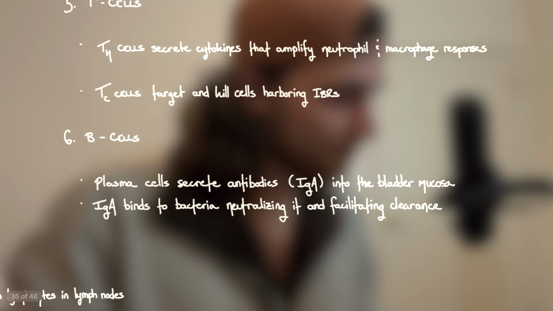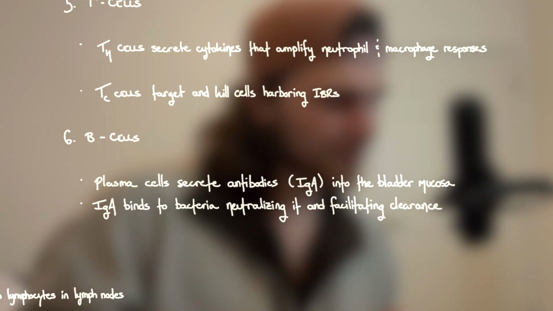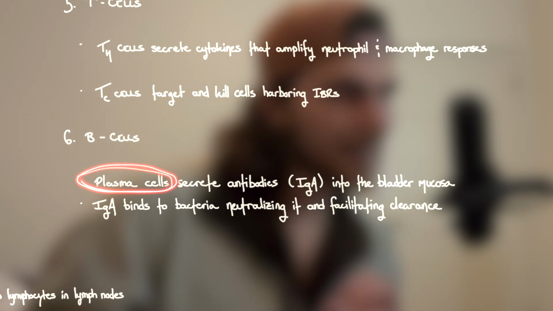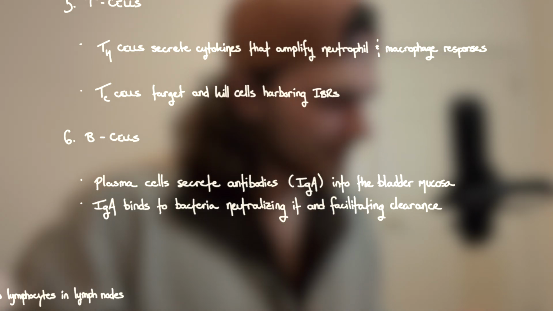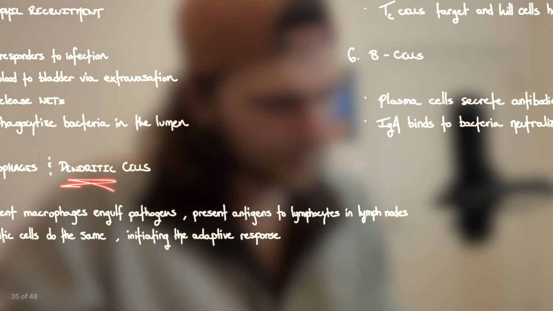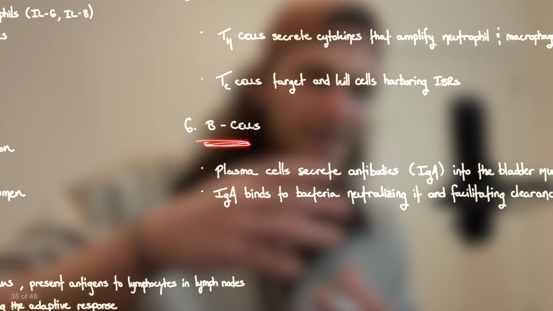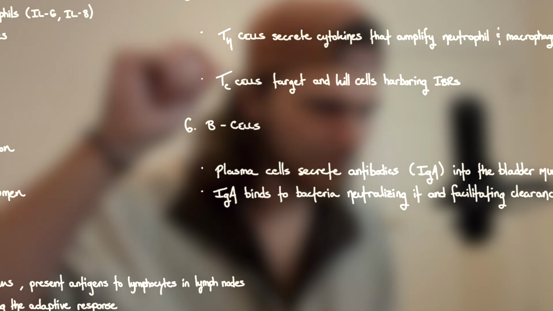And then finally, my B cells. My B cells are going to get activated as well. And an activated B cell is a plasma cell. And a plasma cell is an antibody factory. So these antigen-presenting cells, these macrophages and dendritic cells, have brought the pathogen to my B cell in this case. It's now activated. It's a plasma cell. Now it's making antibodies that are meant to bind to E. coli.